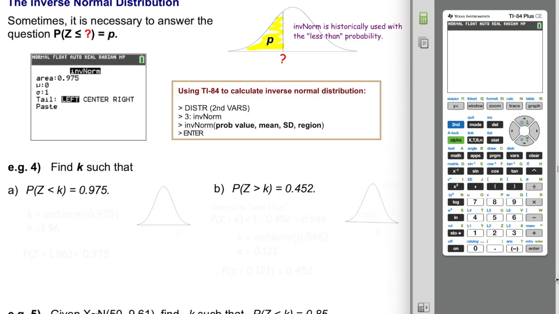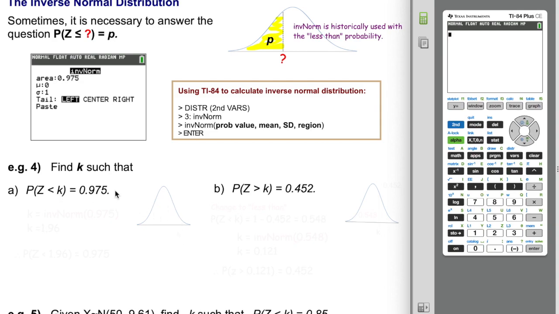Next, let's look at the inverse normal distribution, which allows us to work backwards from the probability given under a bell curve to find the data point that will provide us with that particular probability. The function that we're going to use on your graphing calculator is called the inverse normal function. We will practice using that using example 4. So example 4, we're going to find a k value such that probability of z less than k is equal to 0.975. So let's indicate this on the bell curve first.